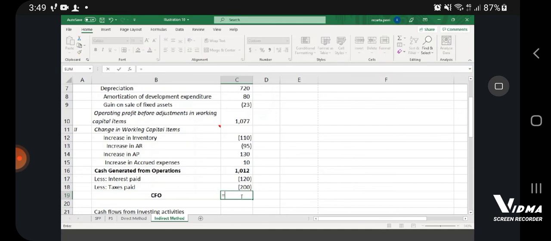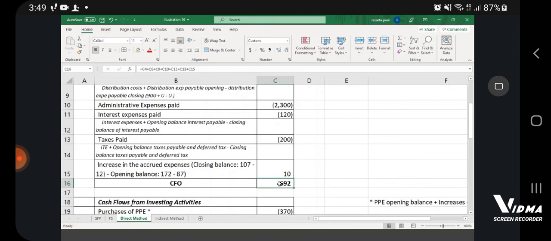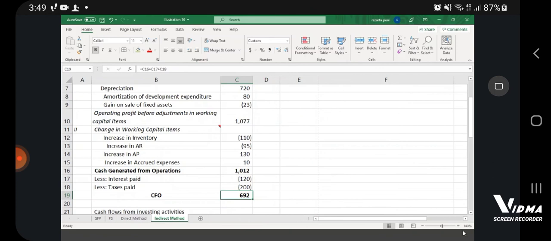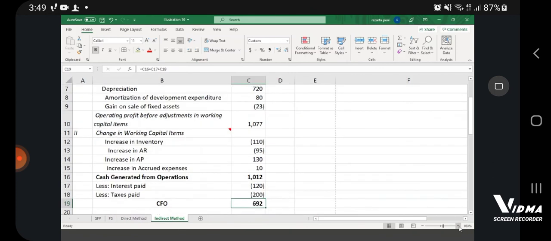The cash flows generated from operations, 1012, less the interest paid, less taxes paid, that we already calculated before, we see that the cash flows from operating activities is 692. Let's check. The direct method was giving us the same exact answer. So 692 and also 692 under the indirect method.